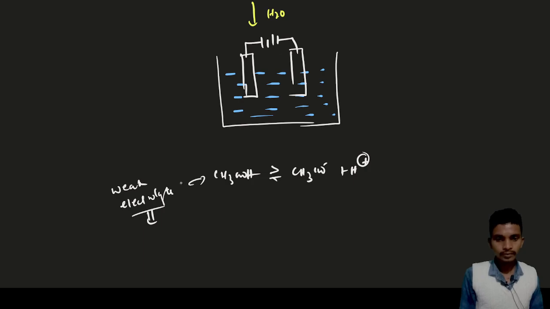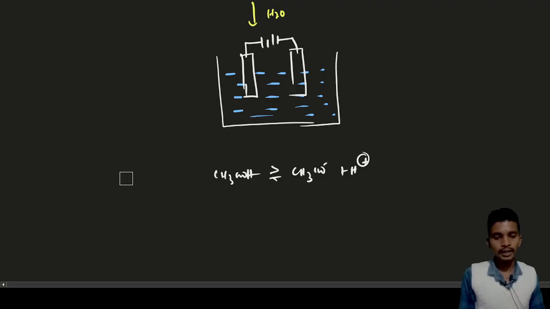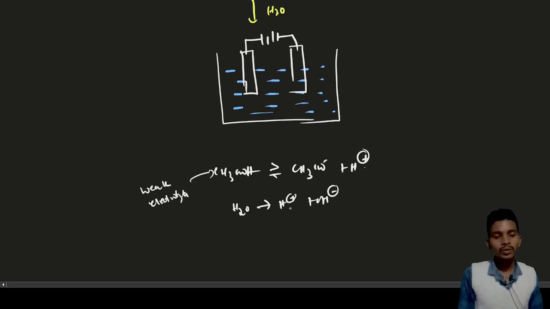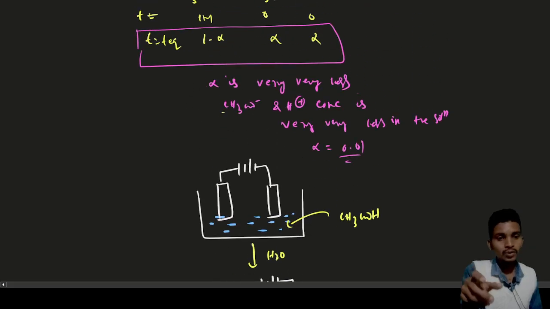So CH3COOH is a weak electrolyte. Since this is a weak electrolyte, it only partially dissociates, meaning very few ions are there, and we are adding water. With water, H plus and OH minus come, meaning overall after adding water we are increasing the concentration of H plus and OH minus, overall increasing the ions.